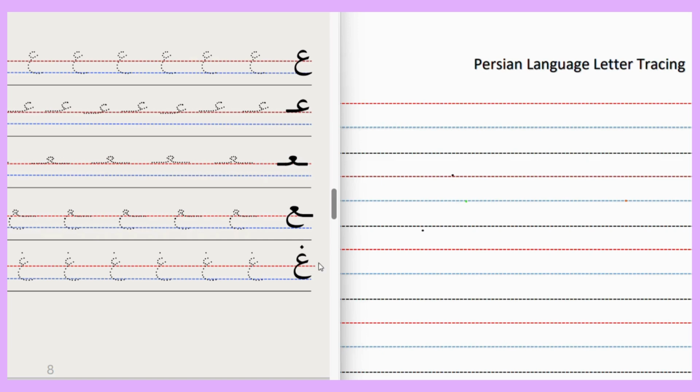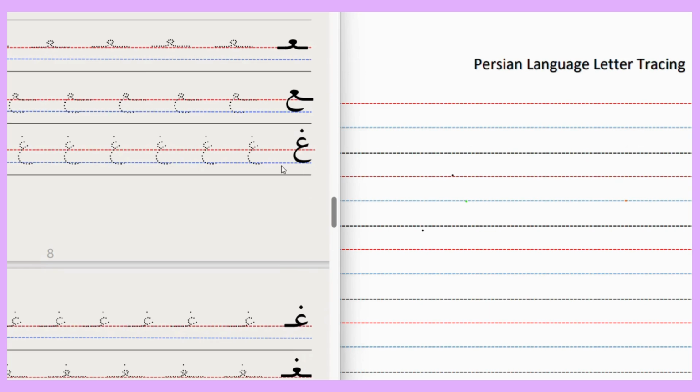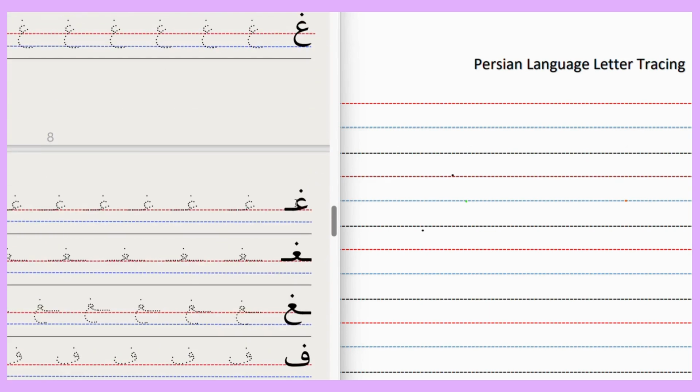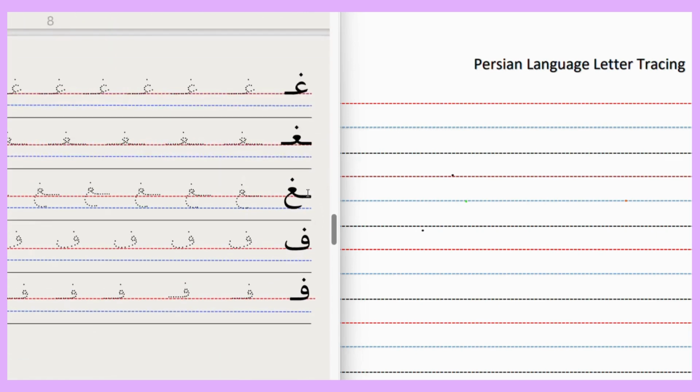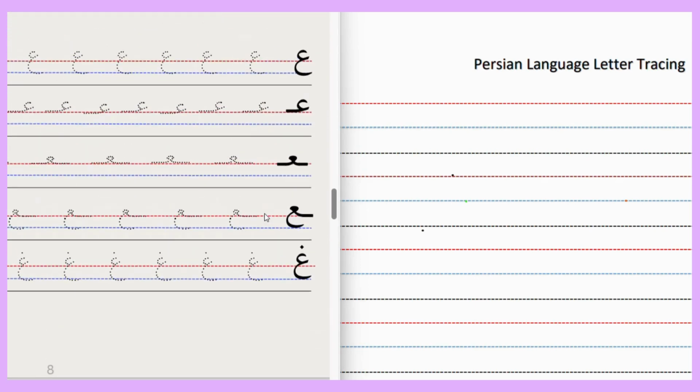on top of the symbol, or what you can see here. So we have one form of Ghain. So that is the final one. This is the connected one. This is also connected to two different letters on the right and on the left. And this one is also connected to another one. So, let's start with writing the letters.